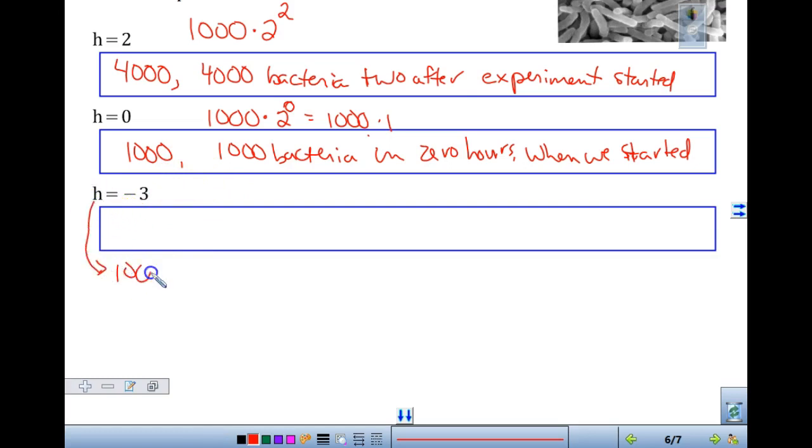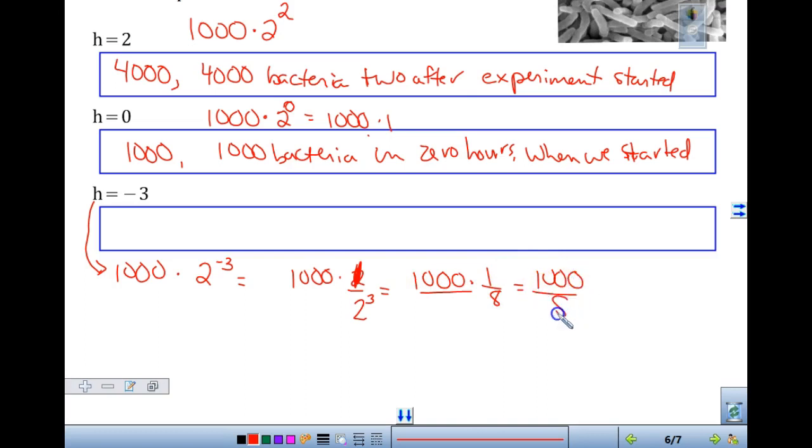Here's how we're going to do our work. You're going to write it as 1,000 times 2 to the negative 3. Negative exponent means what word? Negative exponent, everybody, means reciprocal. So we're going to have 1,000 times 1 over 2 to the third, which is actually 1,000 times 1/8, which means you're taking 1,000 on your calculator and dividing it by 8.